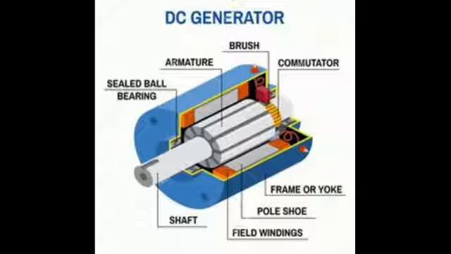Today, I am going to discuss the construction of DC generator. The operation of DC generator is based on the Faraday's law of electromagnetic induction, which states that whenever the flux linking a coil changes, an EMF is induced in that conductor. Based on Faraday's law, the DC generator has to satisfy three requirements.